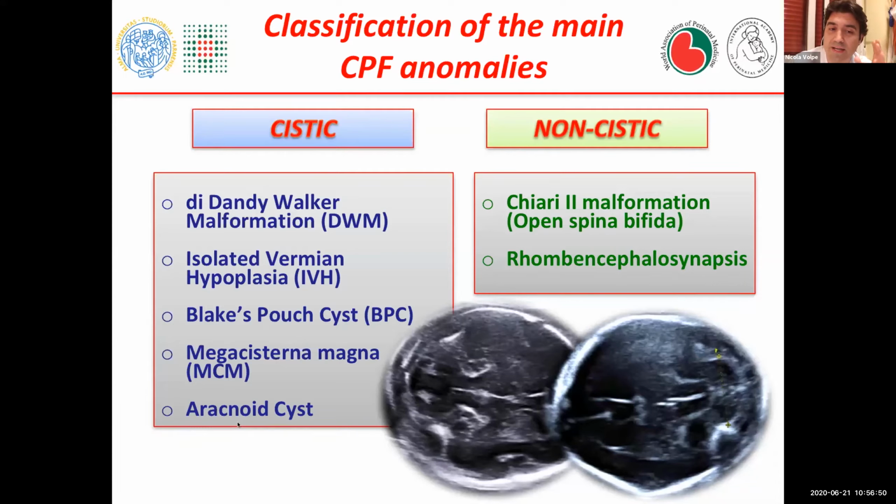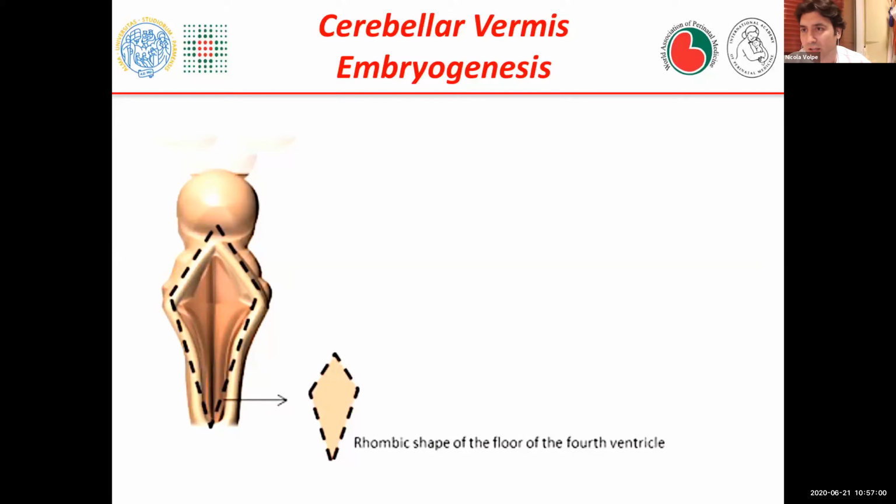When we go to the embryogenesis of these pathologies, the situation becomes very interesting. This is the brainstem. You can see here the roof and the floor of the fourth ventricle, which has a rhombic shape. If we cut a section, this is what we see: the fourth ventricle here, the floor and the roof of the fourth ventricle. But if we cut mid-sagittally, you have these views.